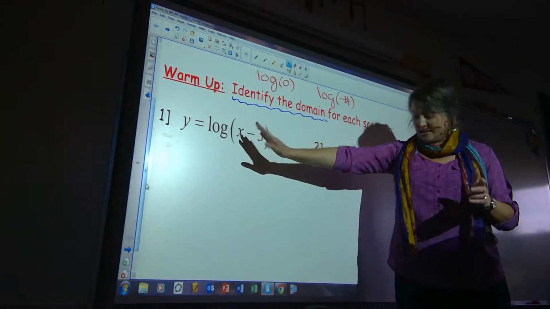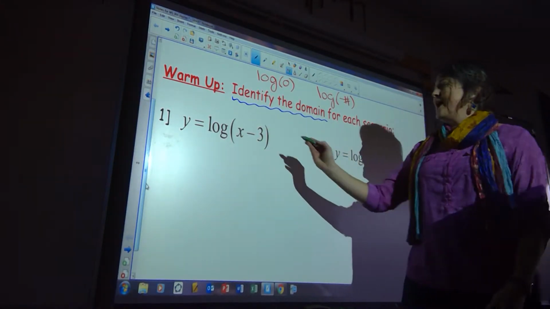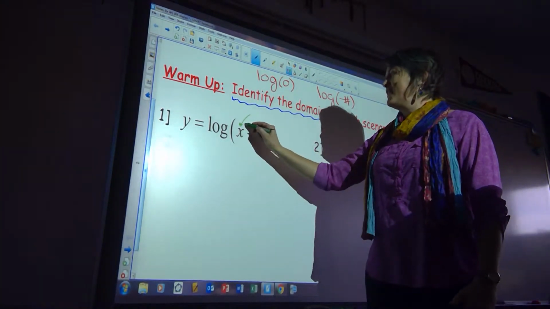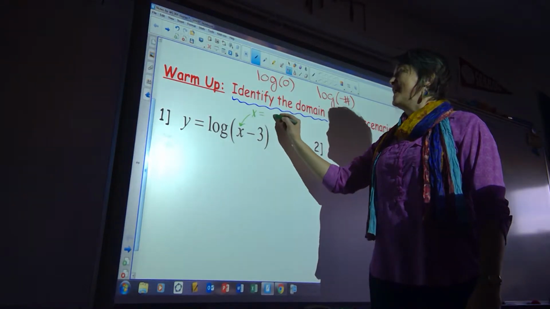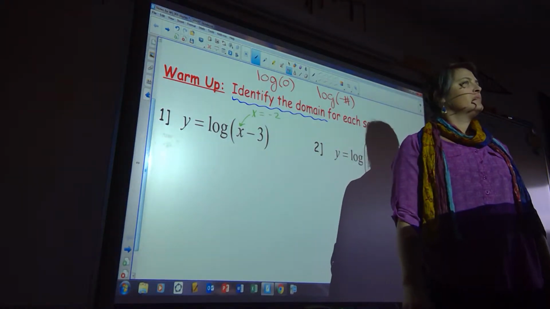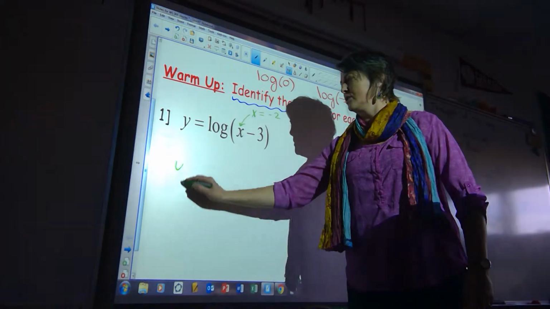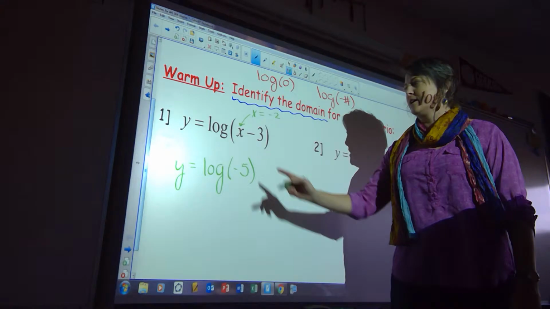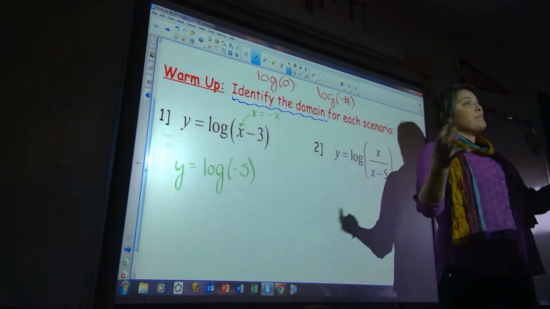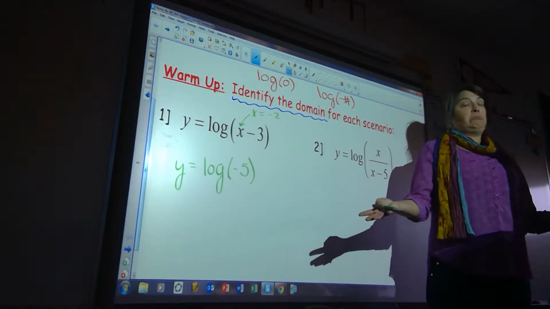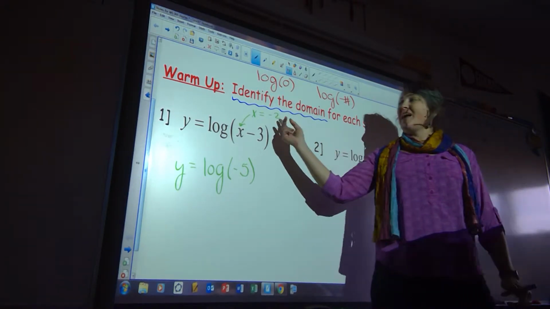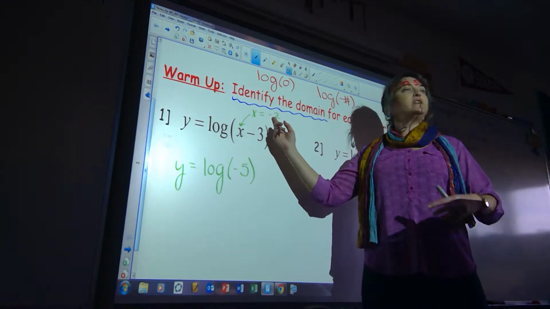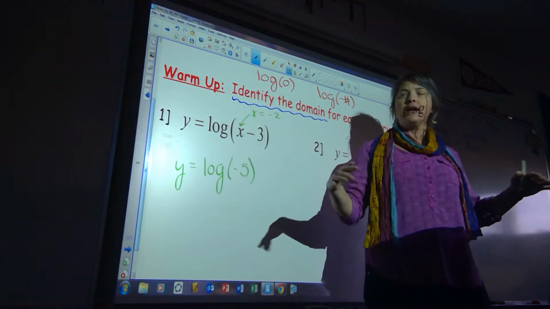So let's start by looking at something like this. Think about what would happen, right? X is holding the place for a mystery number. What if I got an x value of -2? So let's think about what this would look like. This would look like y equals log of -5, right? -2 minus 3. Would that be okay? No, that wouldn't be okay. So that is in the restricted domain. That is not an allowable answer for x.